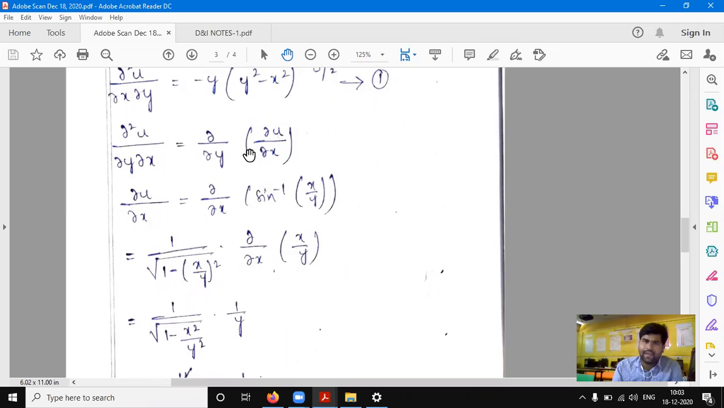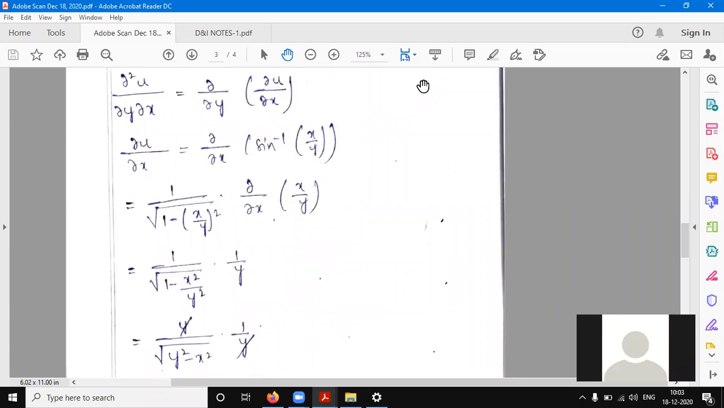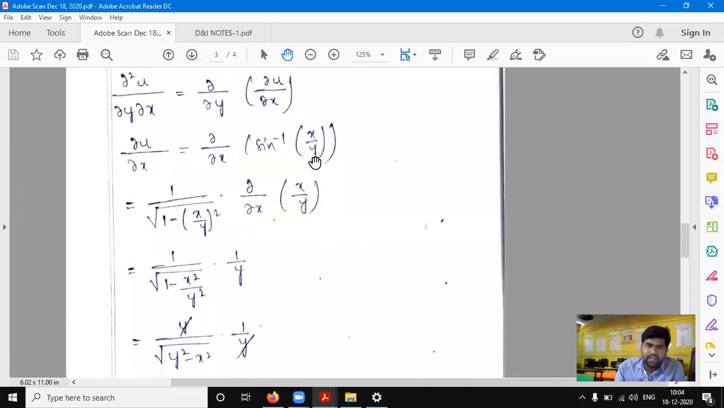So it is the next term we are calculating here. ∂u/∂x is equal to ∂/∂x of sin⁻¹(x/y). The derivative of sin⁻¹(x) formula is 1 by under root of 1 minus x square. So here it is (x/y) whole square. In place of x, we have a different term, that is x by y, so again differentiate that term.